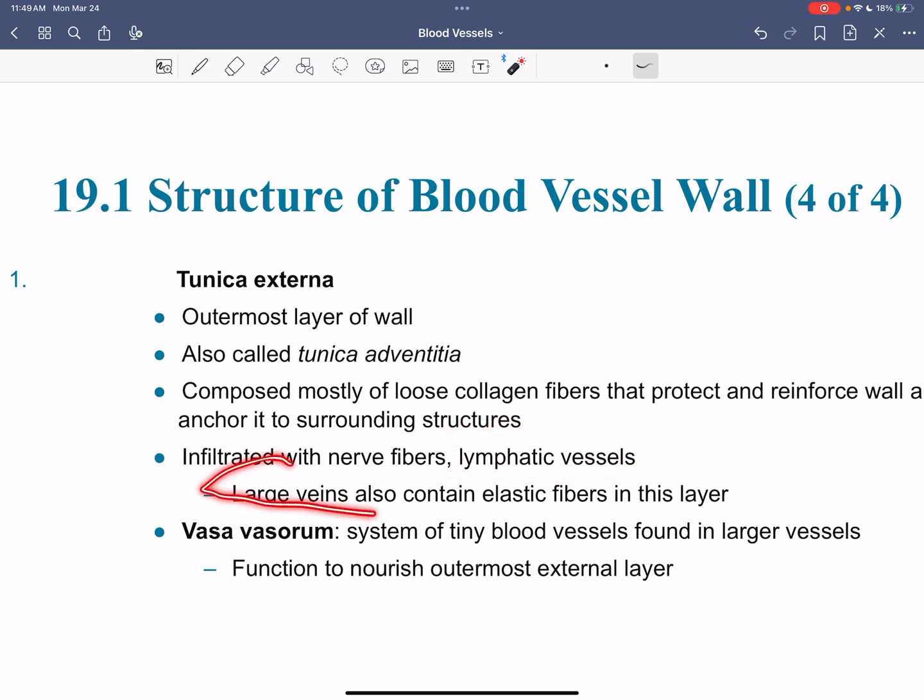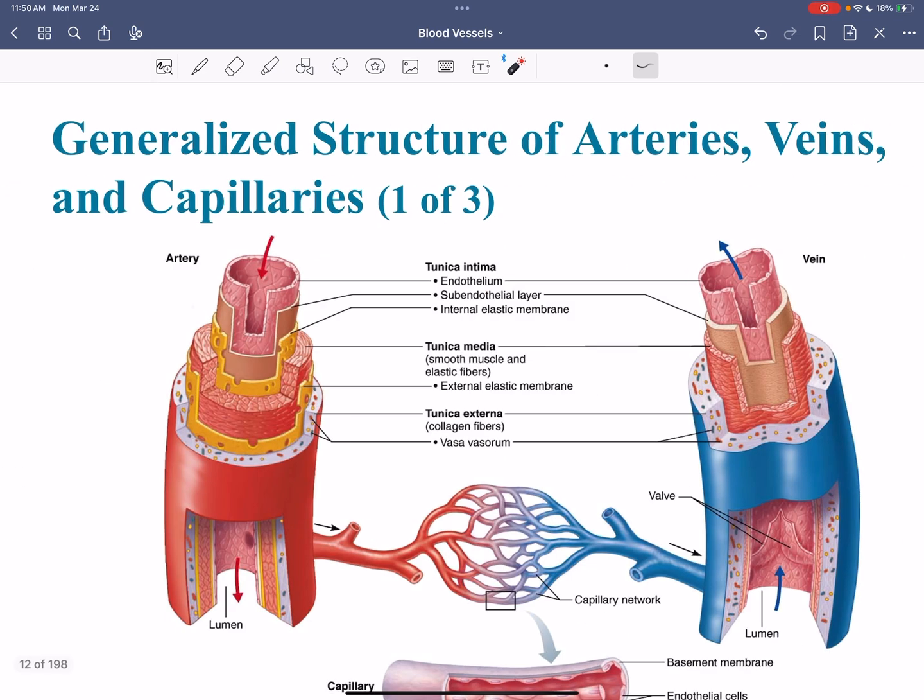And by the way, the large veins also contain elastic fibers because they tend to have more blood in them and have the ability to distend, but you want to keep that sort of controlled, so elastic fibers help with that. And then we have this feature. Let me highlight it. It's called the vasa vasorum. And this is really interesting because especially if you're a large blood vessel, you may need your own small blood vessels to help maintain you. So this is a system of tiny blood vessels found in larger vessels. And what's their job? It's to nourish the outermost layer, the external layer, I should say.